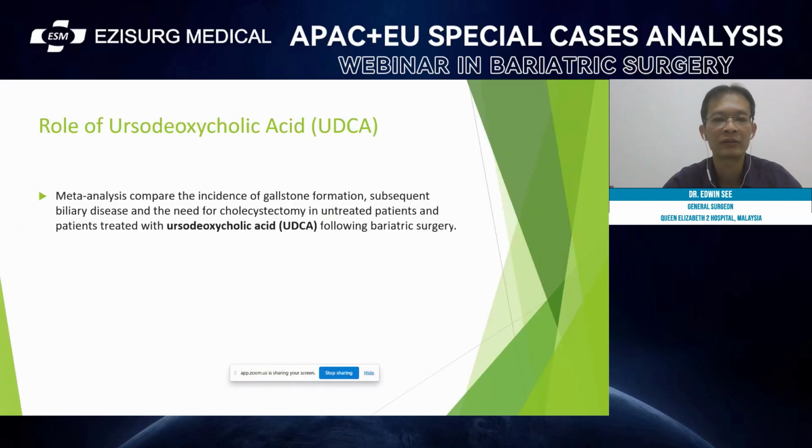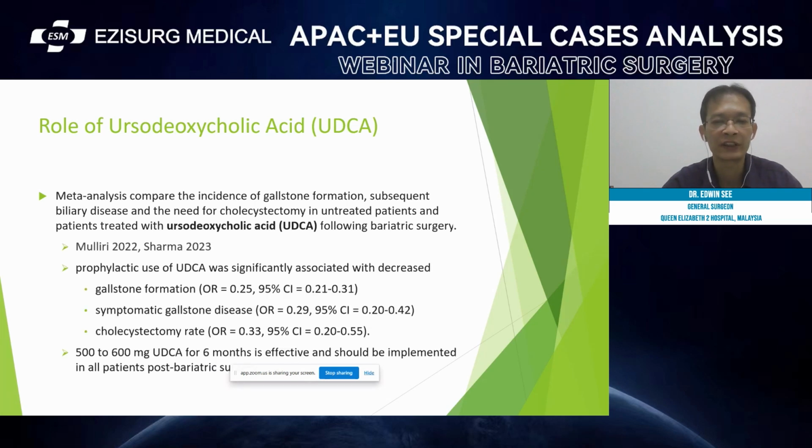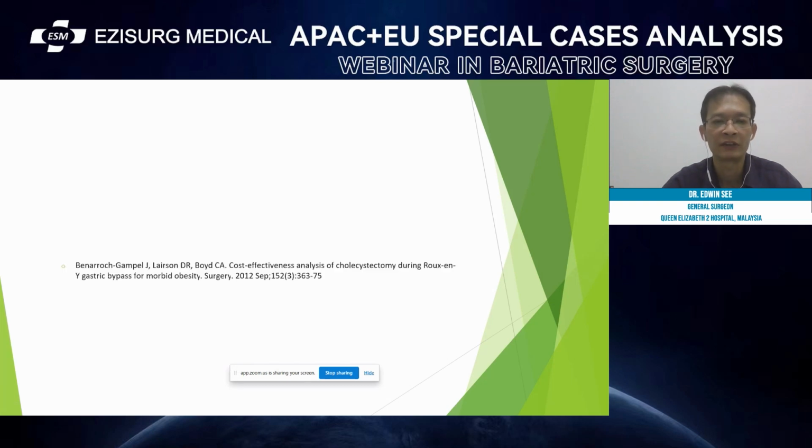Just a short word about the role of ursodeoxycholic acid in post-bariatric surgery. It's found that prophylactic use of UDCA significantly decreases the formation of gallstones and symptomatic gallstone disease, and also decreases the rate of cholecystectomy. So it's recommended to give 500 to 600 milligrams of UDCA for 6 months post-bariatric surgery.